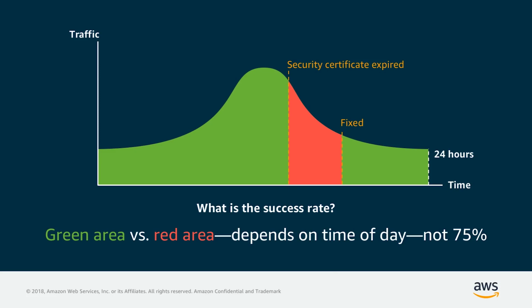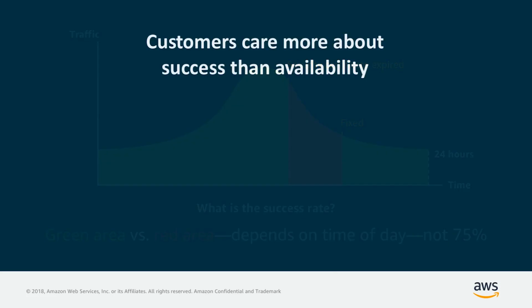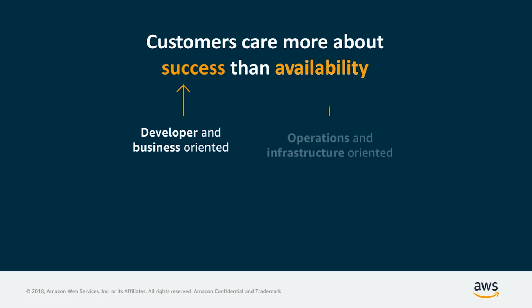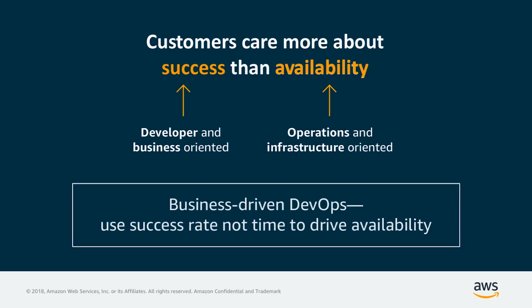So this leads to a more sophisticated look at availability, because it turns out customers care more about success than availability. They care about every time they try to do something, did it work, rather than, maybe the system was down when they weren't even trying to use it. So success is a developer and business-oriented metric, and availability tends to be an operations and infrastructure-oriented metric. And as we get more towards business-driven DevOps, I think it's important to use success rate, not time, to drive availability.